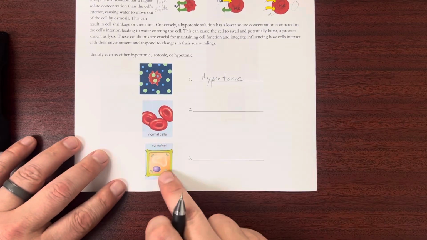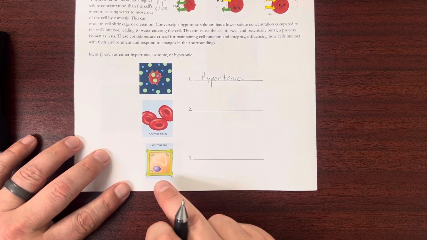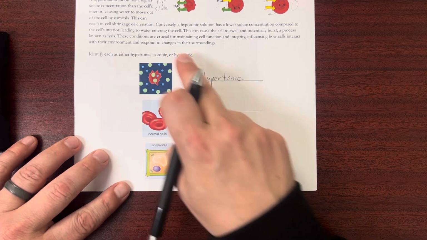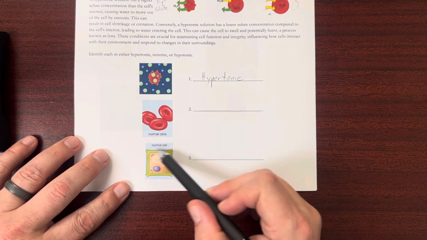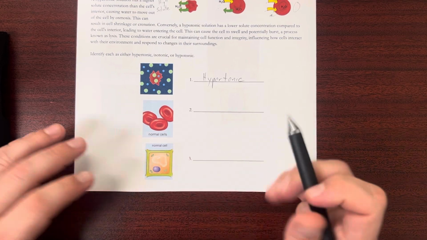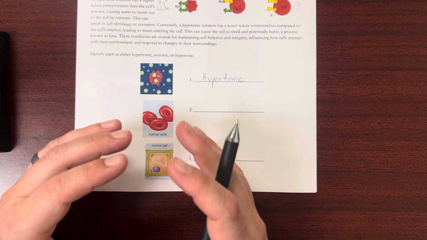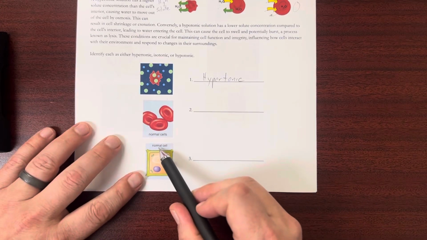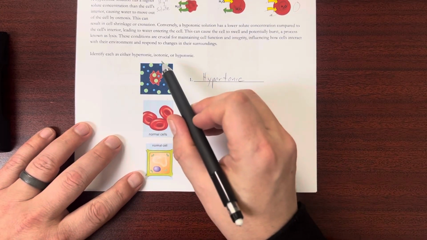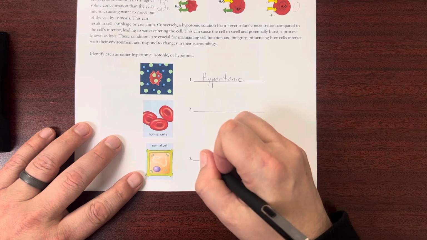Let's skip number 2 and we're going to do number 3 because this is a plant cell. Well, the same thing still applies here. I got my plant cell and I'm looking inside. Everything looks normal. I don't see anything that's shrunk down. I don't see anything that's expanding, that's full. So normal cell, that is going to be isotonic.